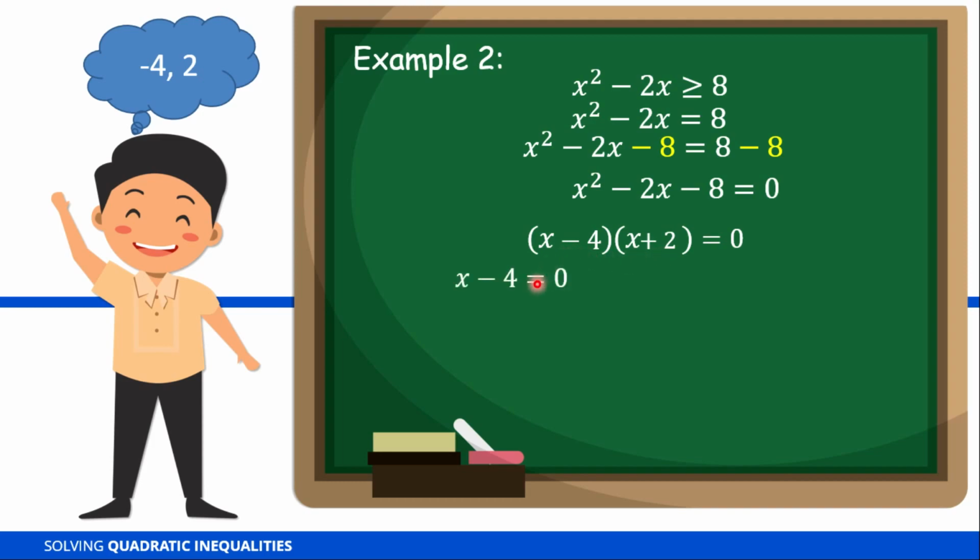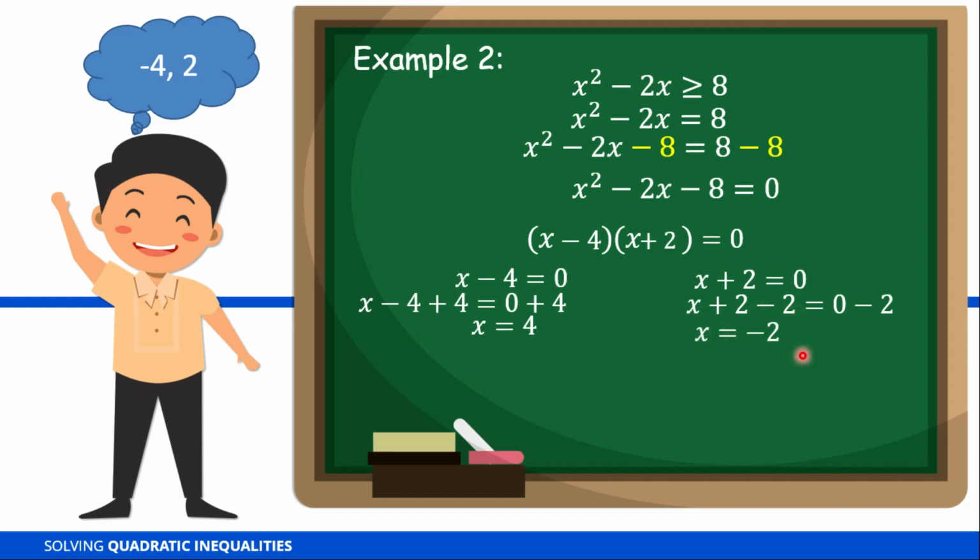And then, let's use the zero product property. Magiging x minus 4 is equal to 0 muna. Add both sides by positive 4. X will become 4. Next, kunin natin yung x plus 2. X plus 2 is equal to 0. X lamang ang dapat maiwan dito sa left side. So, mag-add tayo both sides ng negative 2. And then, x na lamang ang maiiwan because 2 minus 2, that is 0. Sa kabilang side, 0 minus 2, we have negative 2. Ang nakuha nating values ng x ay 4 and negative 2. That means ang critical points natin ay 4 and negative 2.